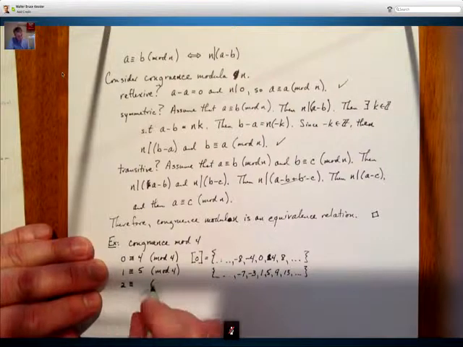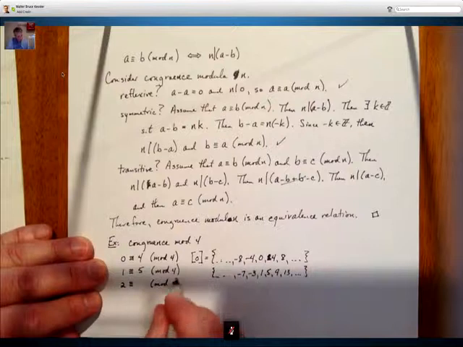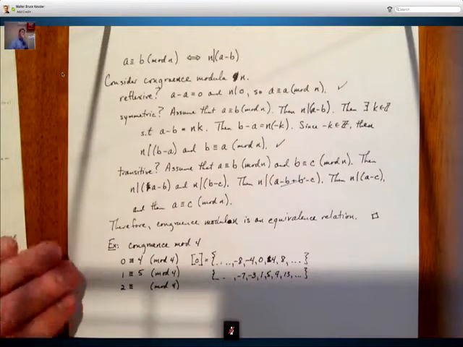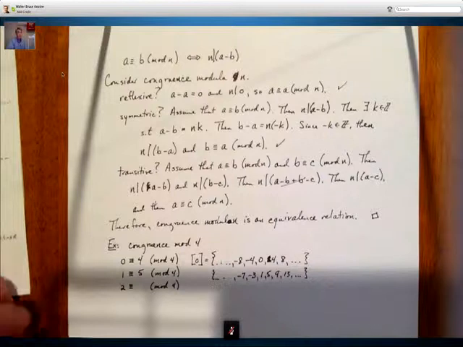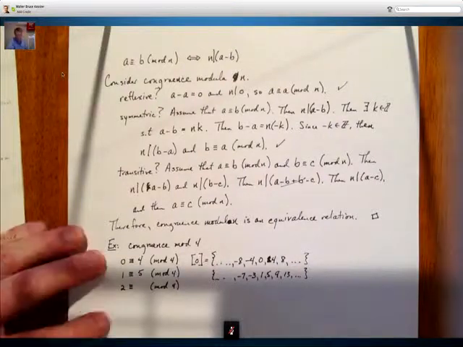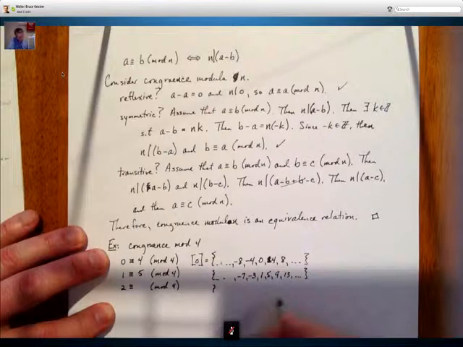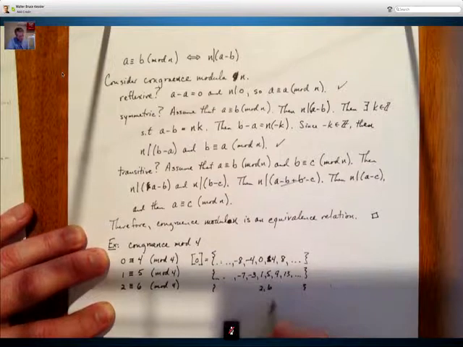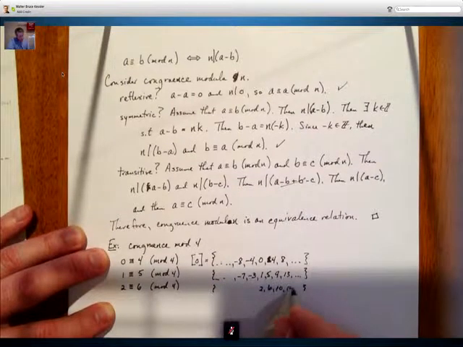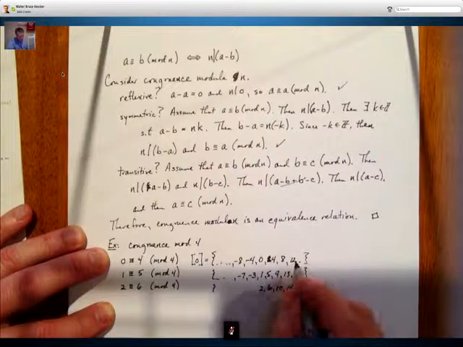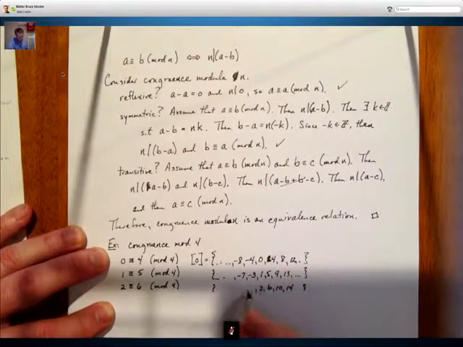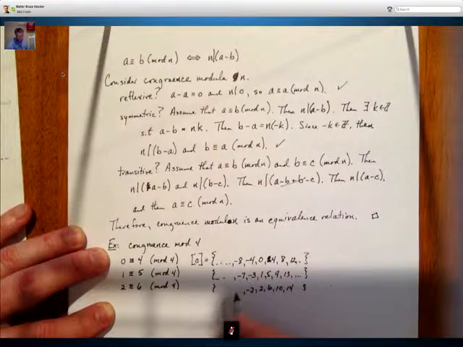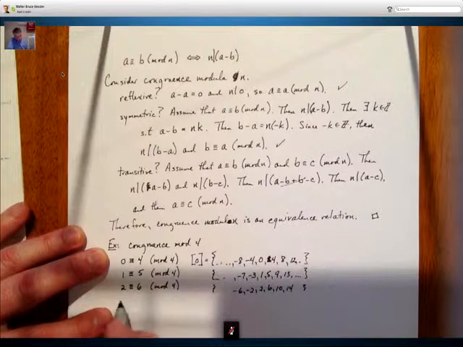2, let's think about this. Things that are congruent mod 4 to 2, well, 2 divided by 4 has a remainder of 2, right? Certainly 2 would go in this set, but also 6, right? 10, 14, could put 12 up here. And going the other way, negative 2, negative 6, and so on.